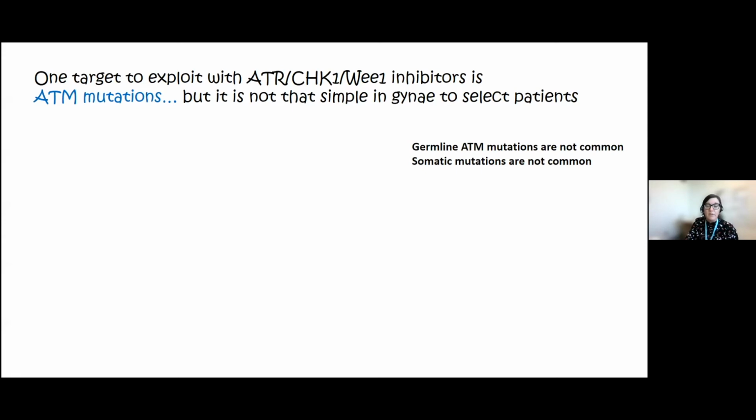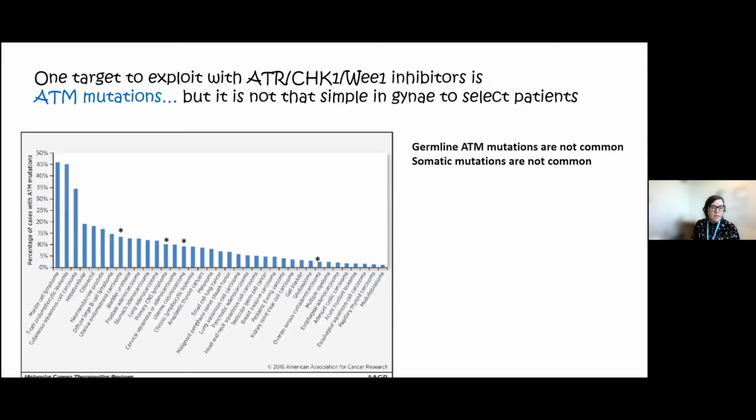And that's mainly because ATM mutations, germline mutations, are not common, and somatic mutations are also not common. And this data here shows the percentage of cases across cancer types with ATM mutations. And the ones with the stars here, this is endometrial cancer, this is specifically cervical cancer, and then this one here is, sorry, I can't read my own slides, carcinosarcoma, yep, and then we've got here ovarian cancer right down the bottom here.